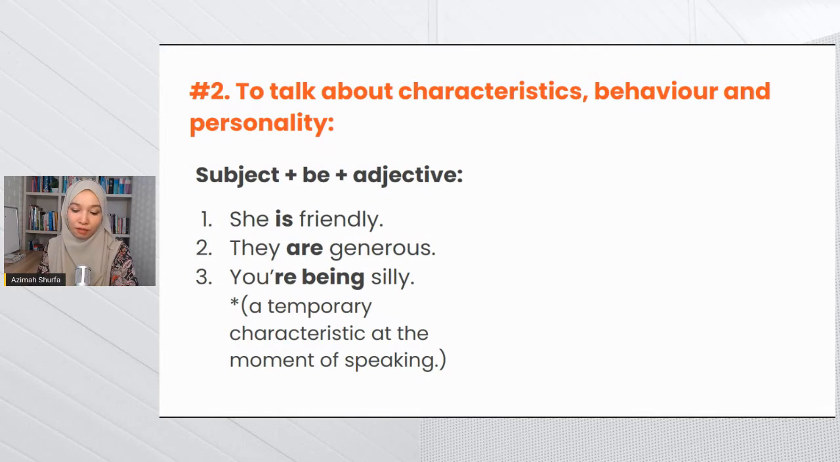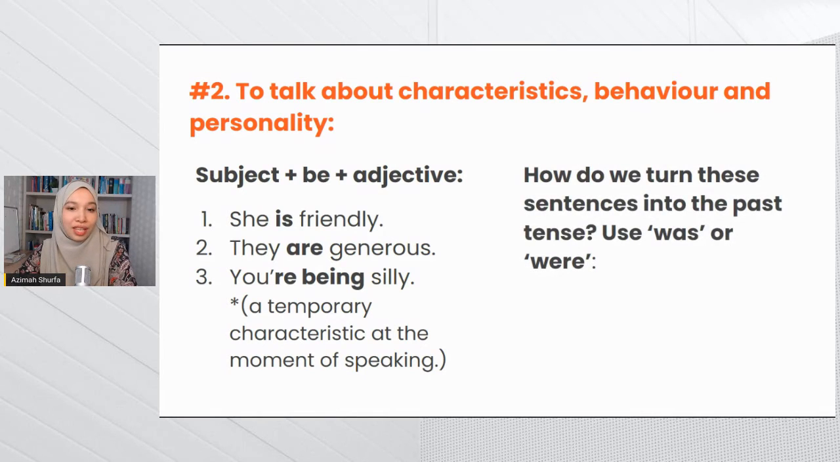You're being silly. It's different from, I can still say you are silly, but that means I'm accusing you of being silly, of you're a silly man by nature. But when I say you're being silly, it's just your behavior at the moment of speaking, because I'm using the ing form there.